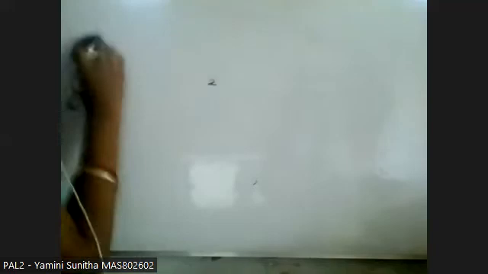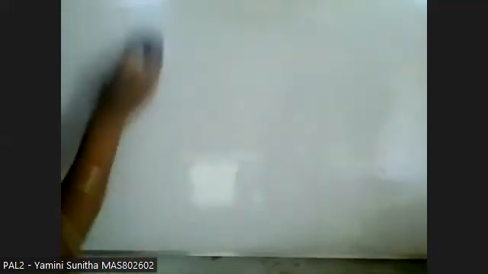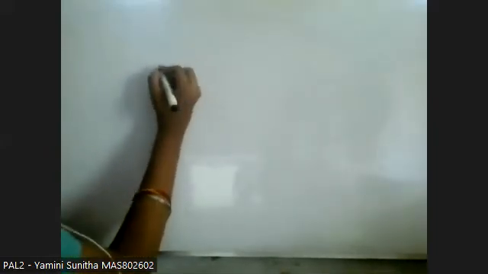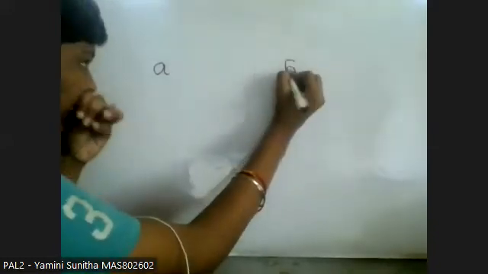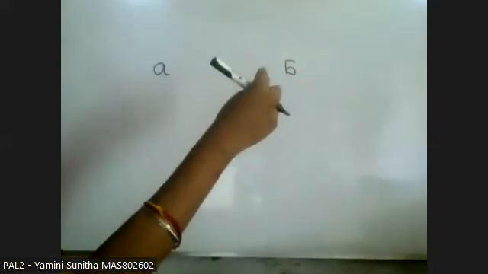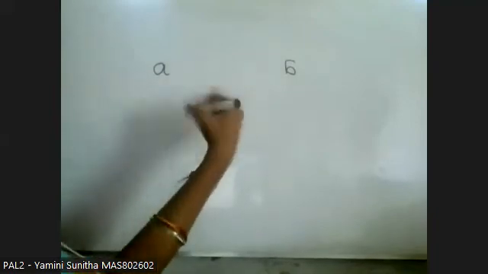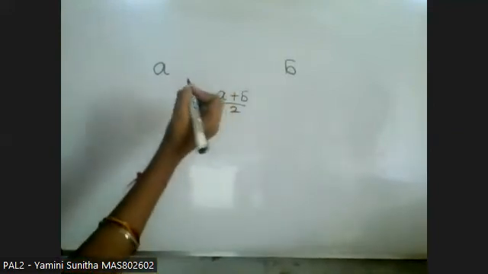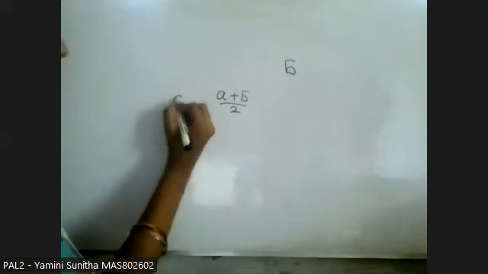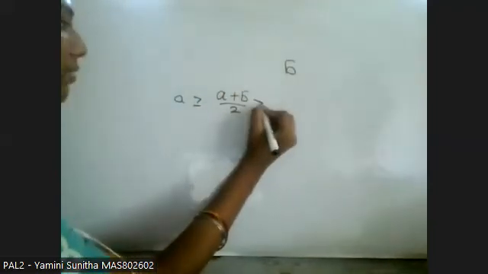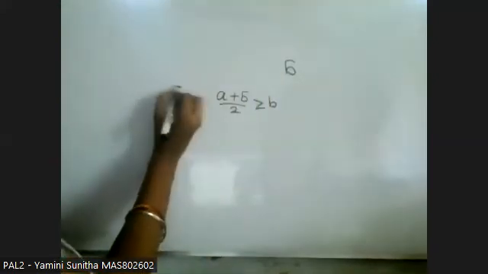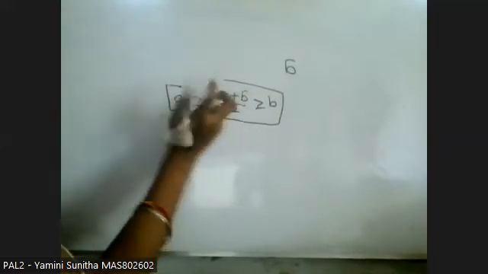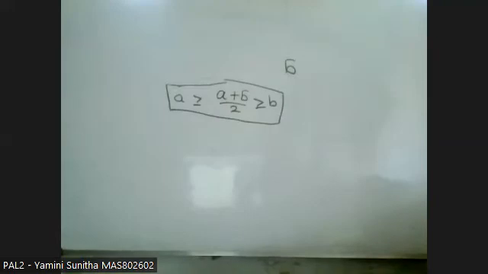Some people might have confusion with rational numbers, so I'll tell you a trick. Let us take A and B as two rational numbers. To find a rational number between them, we find the mean of these values: A plus B by 2, so that A is greater than or equal to A plus B by 2, which is greater than or equal to B. This is the formula, or trick, to find a rational number, one or two rational numbers, between any two numbers.